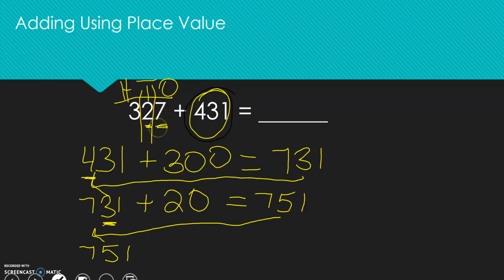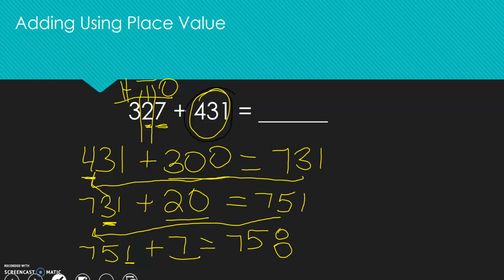I have 7 ones, so I've got 751 plus 7. I'm just adding to my ones place now, and that's going to be 758. So as you can see, I'm adding my hundreds, my tens, and my ones separately as I go down.